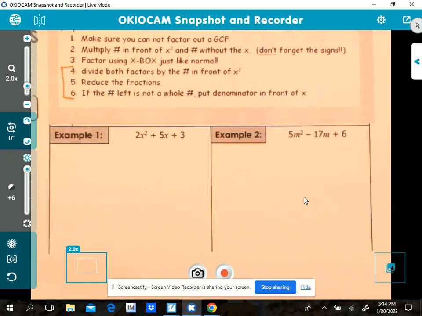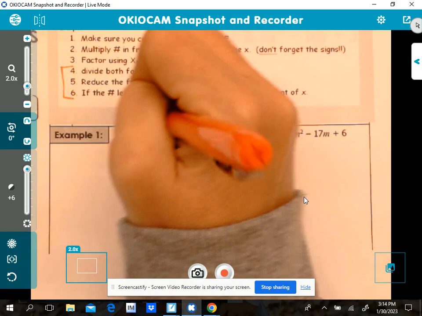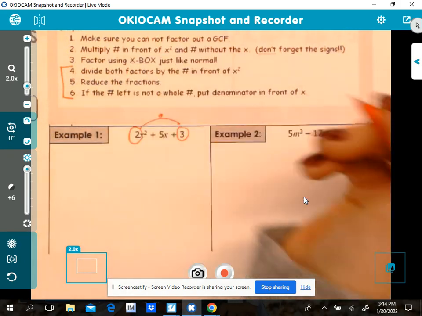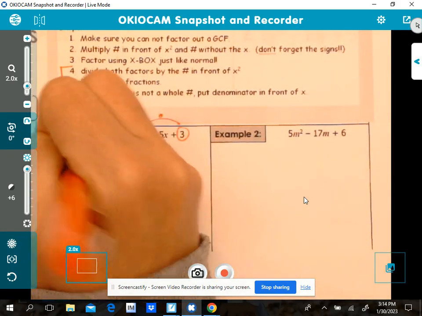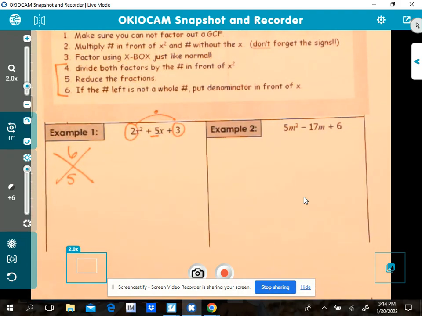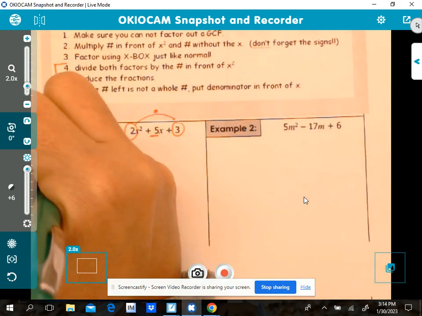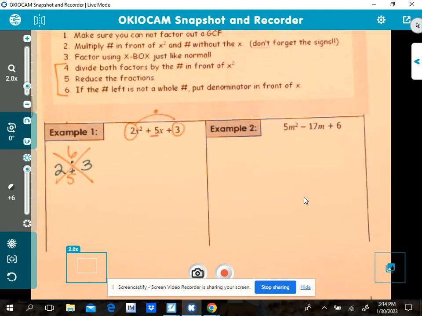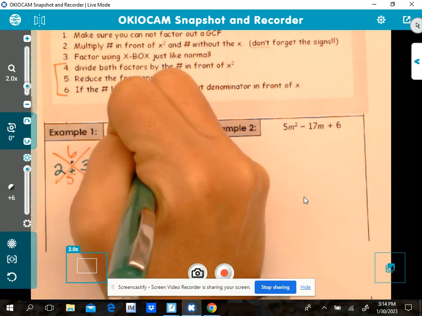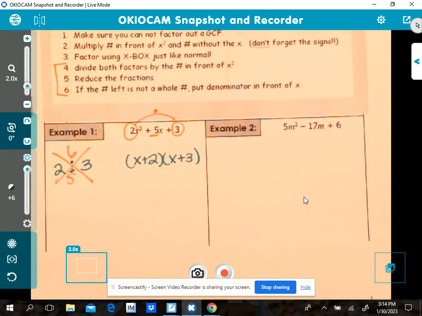All right, so here we go. First problem, no GCF between 2, 5, and 3. Perfect. Okay, so now we're going to multiply first times last, and that's going to give me a 6. And then my middle number is still my middle number. Going to fill it in just like we would regular Xbox. Multiply to give me 6, add to give me 5 is going to be 2 and 3. So now what we have is X plus 2 and X plus 3.